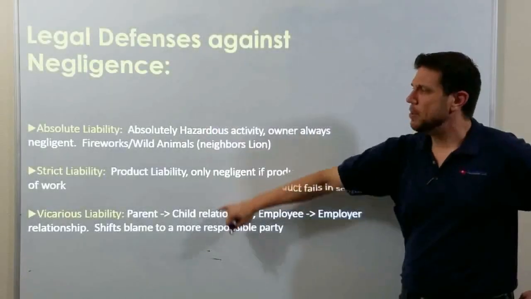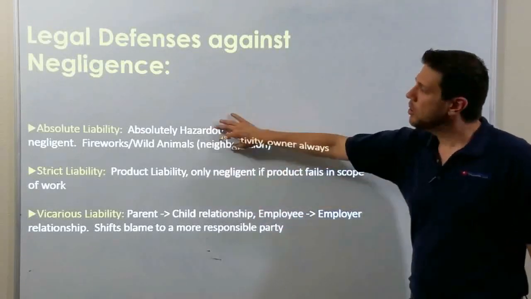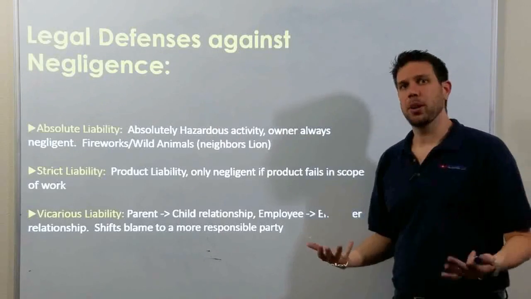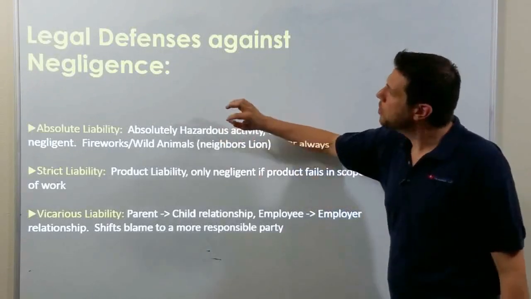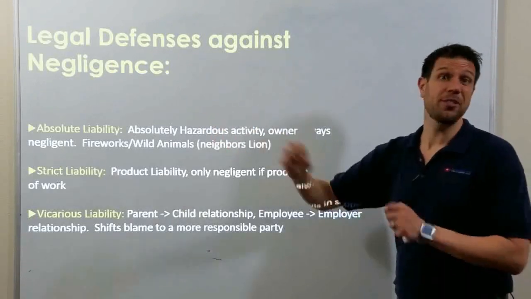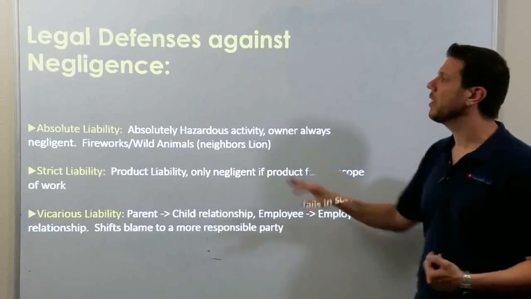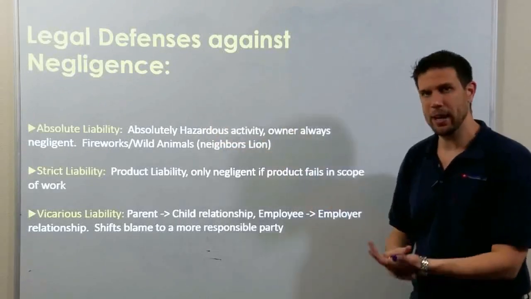Now, there's different types of liability, 3 primary types. Absolute liability, if you ever go to court, is where you were doing something so dangerous that none of those defenses even work because you are 100% liable for the damage.